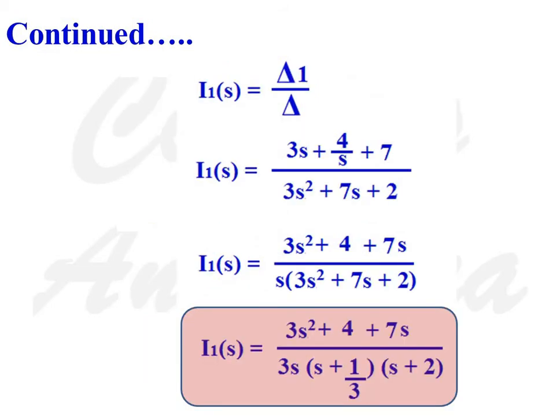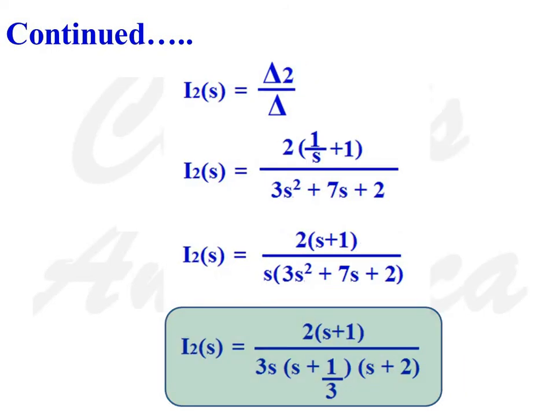So we will get I1 of S is equal to 3S squared plus 4 plus 7S the whole divided by 3S into S plus 1 by 3 into S plus 2. I2 of S is equal to 2 into S plus 1 the whole divided by 3S into S plus 1 by 3 into S plus 2.